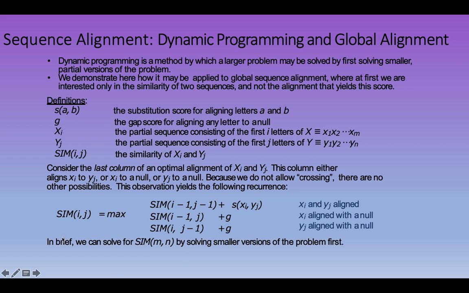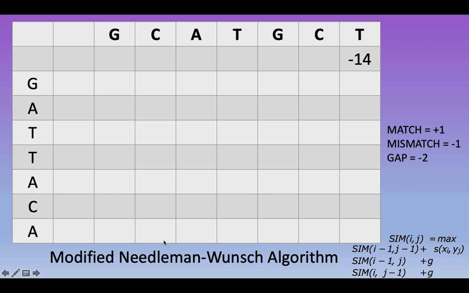To do that, we're going to use this equation here. Remember, we're looking at the maximum score of any of these 3 equations, right? That's what we use to determine what the correct path through the graph is. And to do that, we're going to use an algorithm for BLAST. The classic algorithm is something referred to as the modified Needleman-Wunsch algorithm.